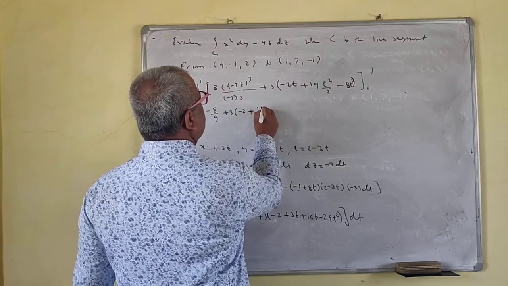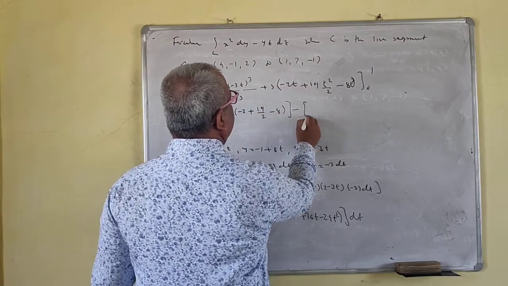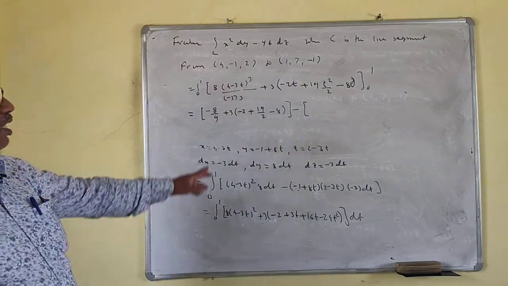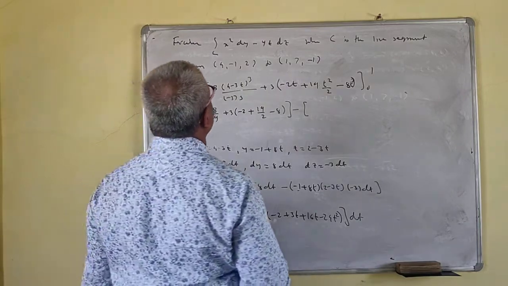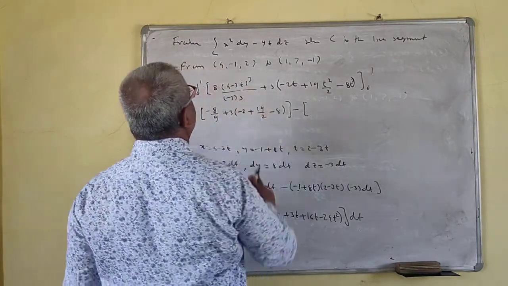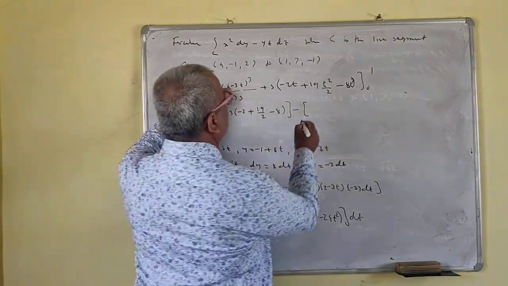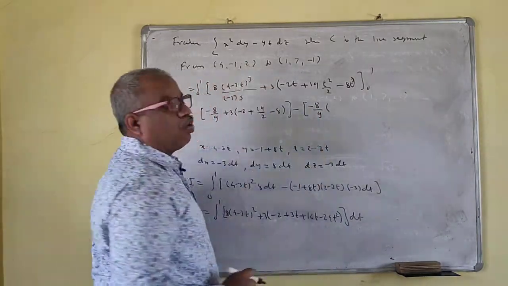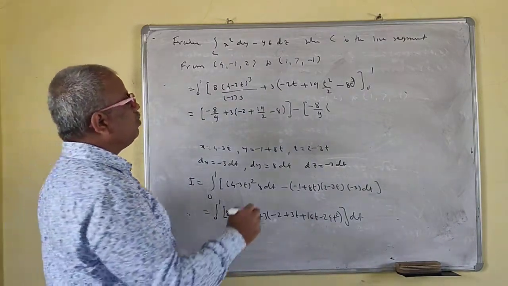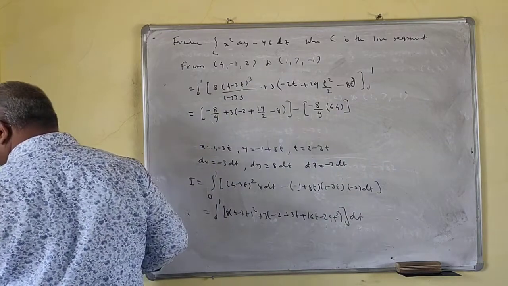so this is what? Minus 2 plus 19 by 2 minus 8 minus. If you put t is equal to 0, this part is 0, but this part is not 0. So this 0 is what? 4 cube now. So 8 minus 8 by 9 into 4 cube. So 64 is there.